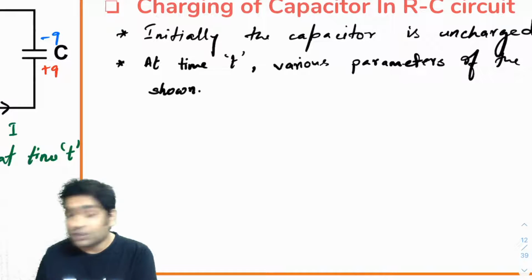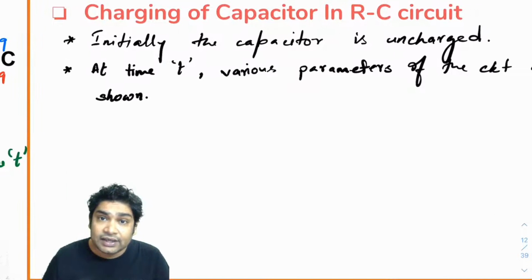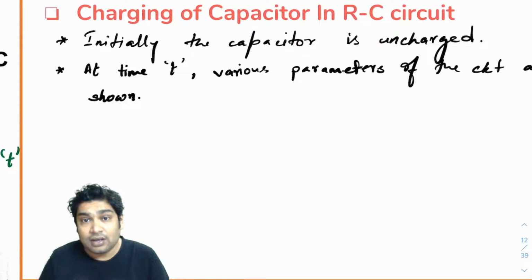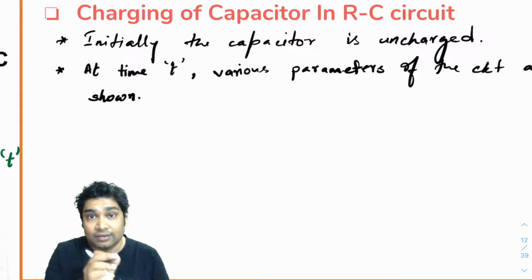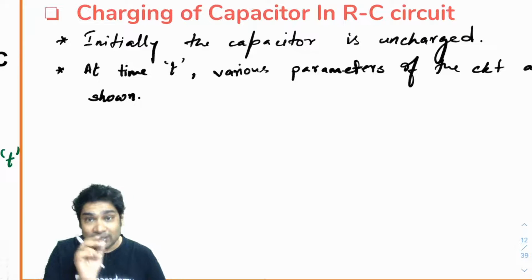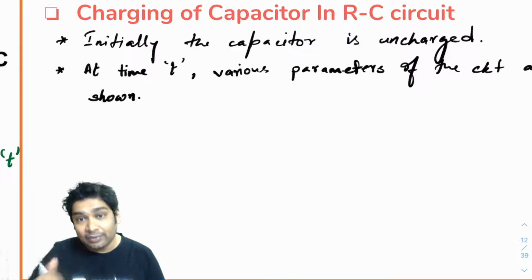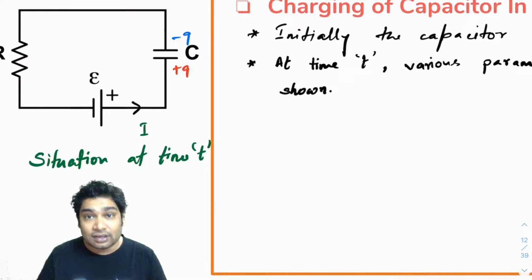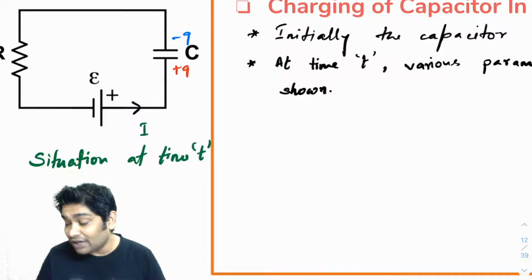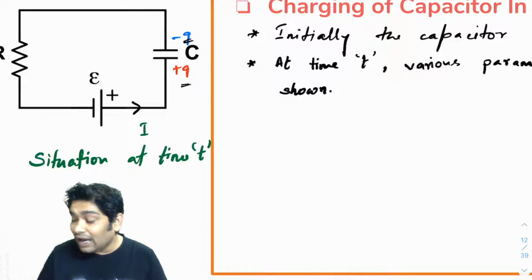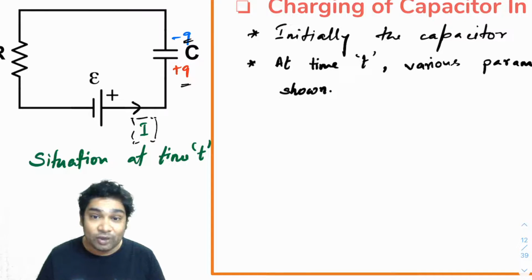Okay, so this is what we are assuming: initially we had an uncharged capacitor and it is connected in a circuit where there is a battery and there is a resistance, and we switch on the circuit at t equals 0. After time t we are assuming that the capacitor has acquired charges of plus q and minus q, and at that instant the circuit has a current of I flowing in it.